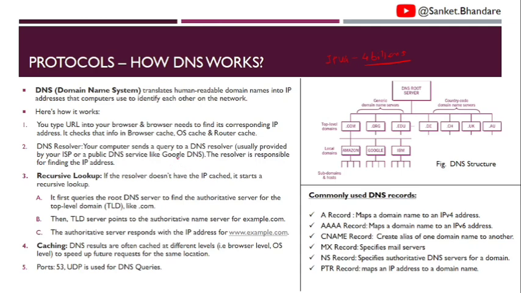So your computer sends a query to a DNS resolver, usually provided by your ISP or public DNS services like Google DNS. The DNS resolver is responsible for finding the IP address. DNS makes use of a recursive lookup process. So if the resolver doesn't have the IP cached, it starts a recursive lookup.